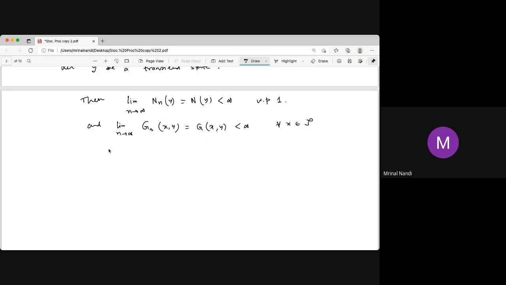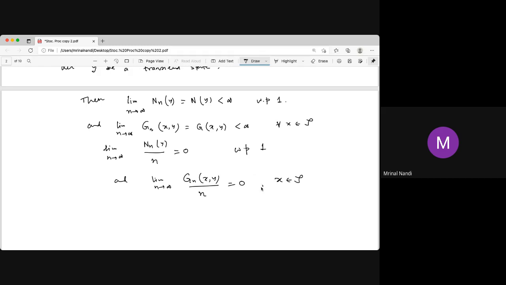Now, the limit as n tends to infinity of N_n(y) divided by n is 0, because this limit is finite. So this is 0 with probability 1, the average number of visits. And again, the limit as n tends to infinity of the expectation, this average number of expected visits, is 0, because the limit of the numerator is a finite number.